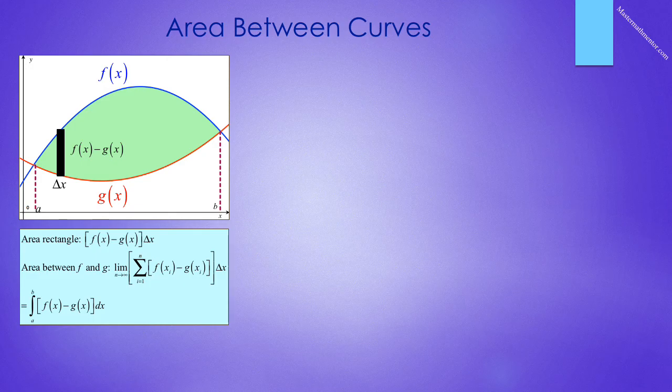And as delta x goes to 0, our area between f and g can be expressed as the limit, as n approaches infinity, of the summation i equals 1 to n of f of x sub i minus g of x sub i, all multiplied by delta x. And we know this to be, by the fundamental theorem, the integral from a to b of f of x minus g of x dx.